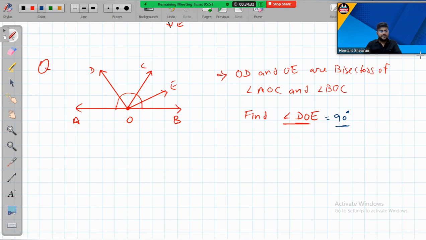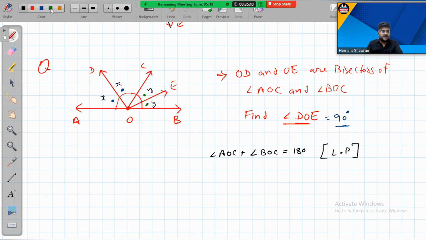Okay, look at this. We know this angle and this angle are equal, yes or no? And this angle and this angle are equal. So we can assume that this angle is, let's say, x, so this is also x. If I assume this one to be y, this is also y. And I know angle AOC plus angle BOC is how much? 180. The reason is what? Linear pair.